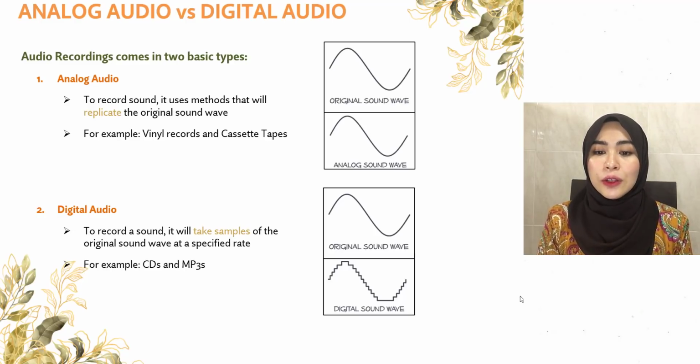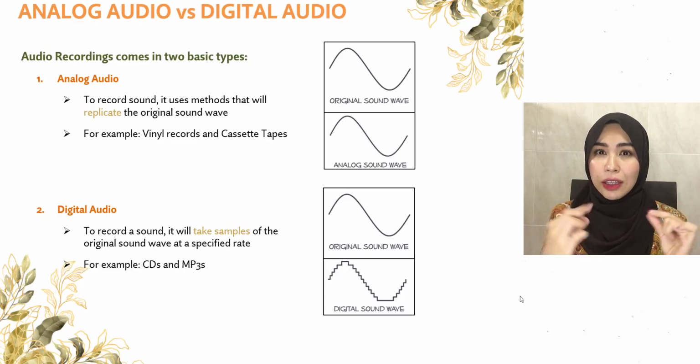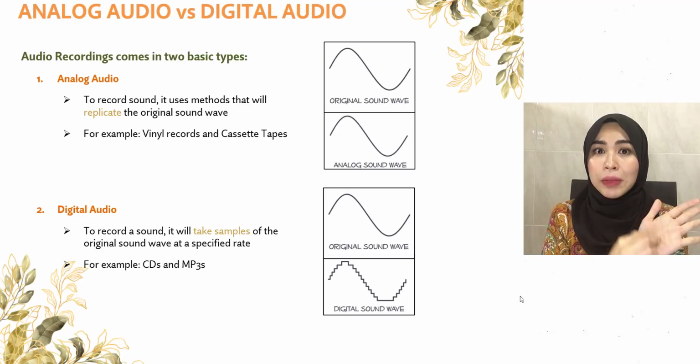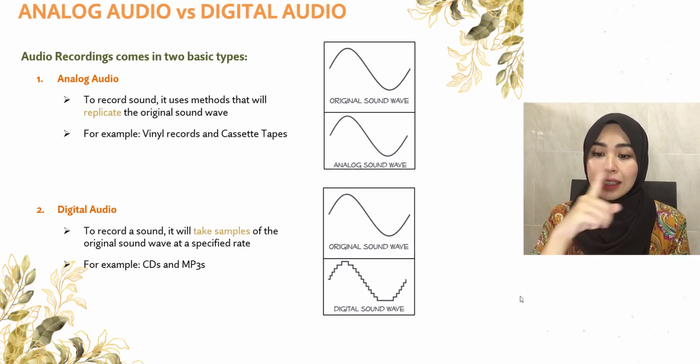So things like sounds in cassette tapes, that is analog audio. It is recorded onto magnetic tapes. When we record that sound, it will actually replicate the original sound wave. So the original sound wave will look exactly the same as the analog sound wave.